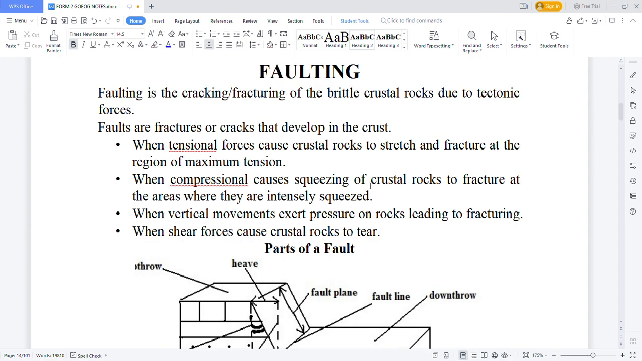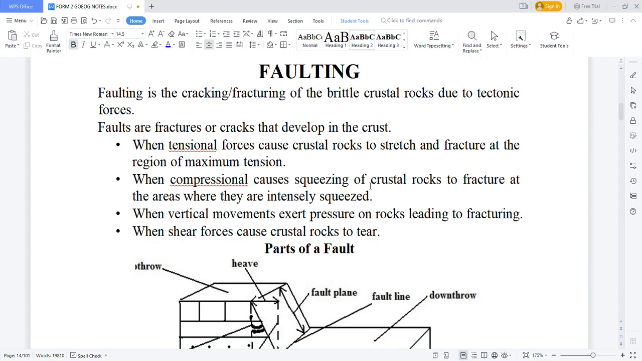When compressional forces cause squeezing of crustal rocks, they fracture at the areas where they are intensely squeezed. When vertical movements exert pressure on rocks, it leads to fracturing. When shear forces cause crustal rocks to shear. So those are how faults develop. I've given you how faults are developed in the crust.